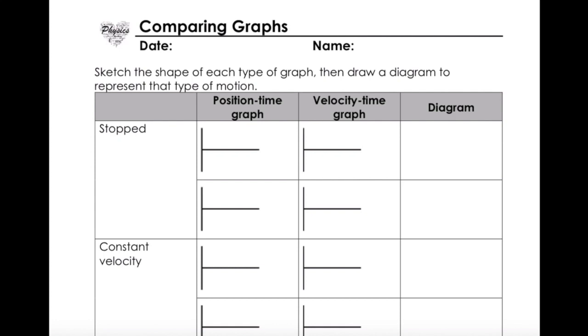Notes will be over pages 38 through 40. Okay, so we're going to start with comparing graphs. Sketch the shape of each type of graph, then draw a diagram to represent the type of motion.